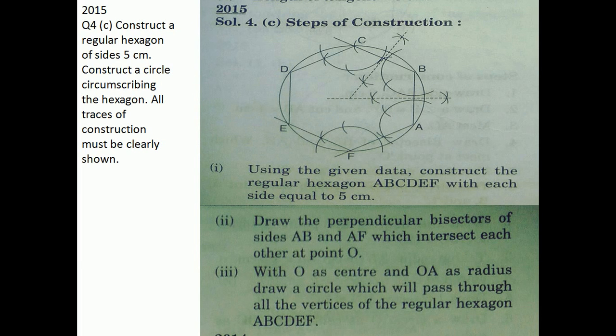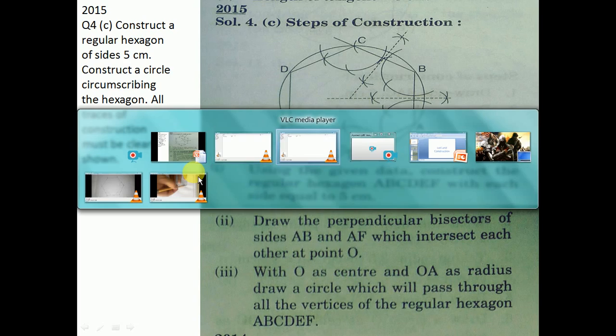Construct a regular hexagon of side 5 cm, means each side should be 5 cm. Then construct a circle circumscribing the hexagon. See, the circle is circumscribing the hexagon. All the traces of construction must be clearly shown. So we want to draw a hexagon with each side as 5 cm. Let us see how to construct a hexagon first.